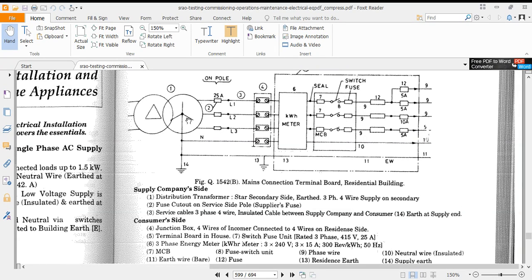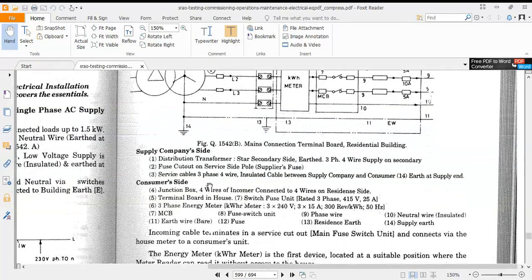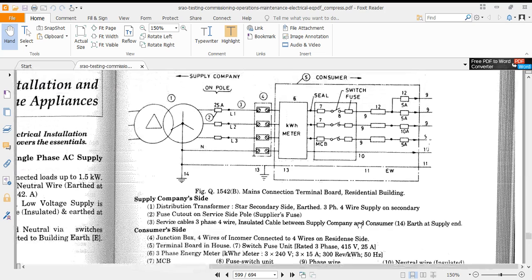So if there is any overload current or any faulty operation of electrical equipment, it is directly transferred to the consumer side, and the consumer is at a loss. Then the service cables, 3 phase 4 wire, run between the company and the consumer. So this is the connection between the company and the consumer.